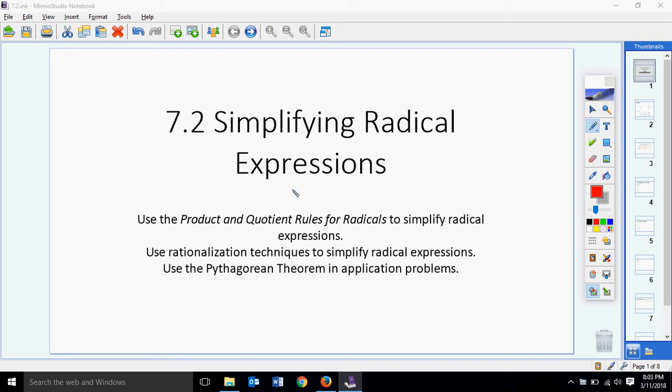Welcome to 7.2, Simplifying Radical Expressions. We're going to use the product and quotient rules for radicals to simplify radical expressions. Now, we've already learned those in the last section. We're going to use rationalization techniques to simplify, and we may not get to the Pythagorean theorem in application problems, but you did see that in geometry.